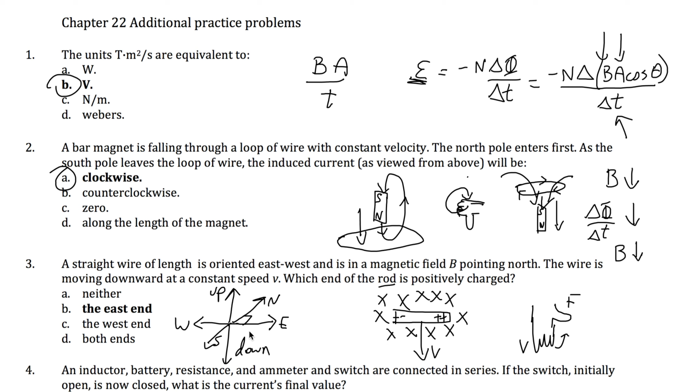So according to our diagram, that means that the east end is positively charged. And on a test, I'm not going to try to confuse you with all these directions, but the point of this problem is really to be able to visualize which way everything is going and how to use the right hand rule.